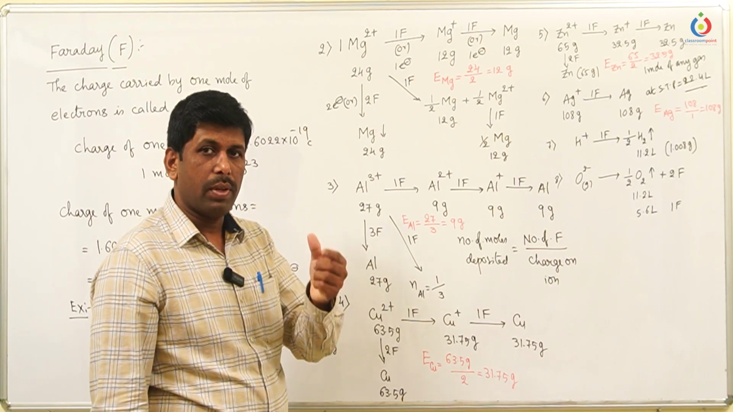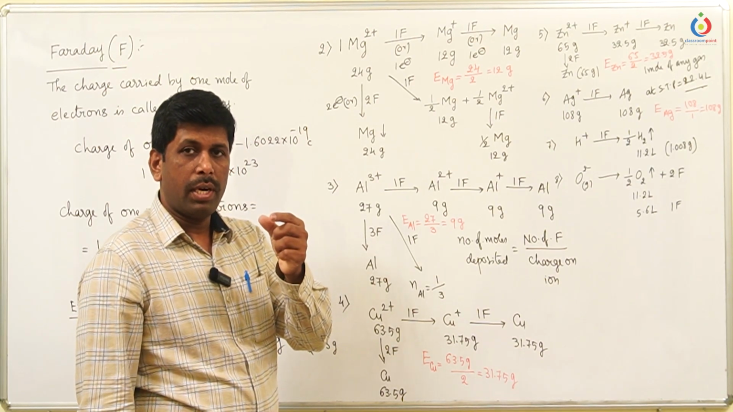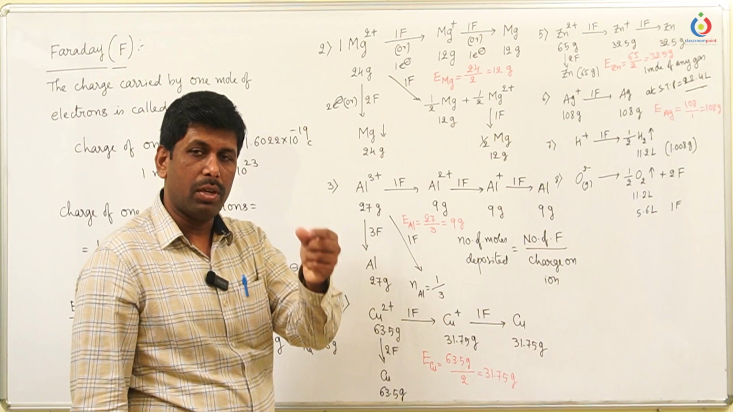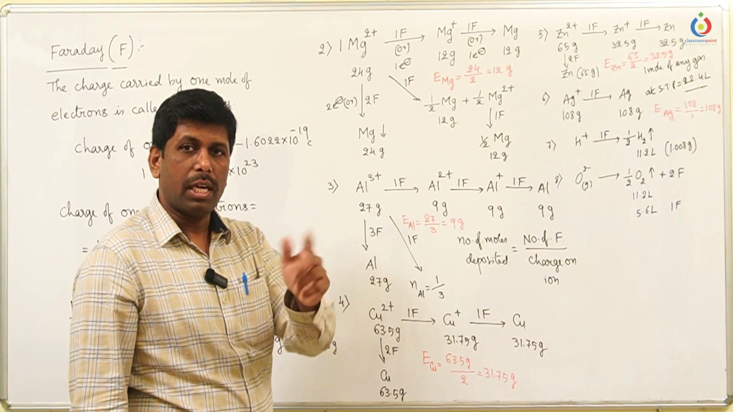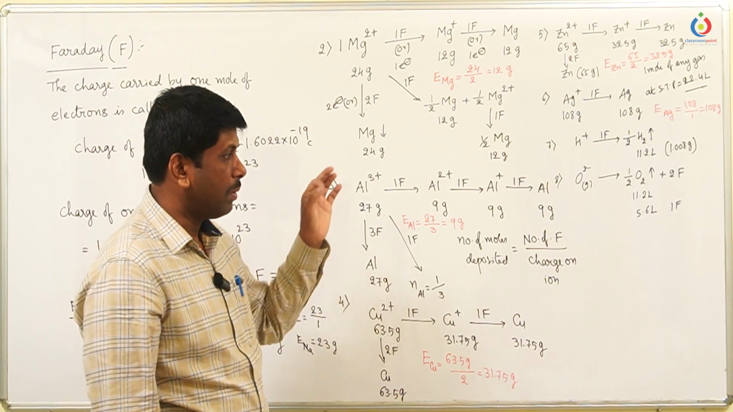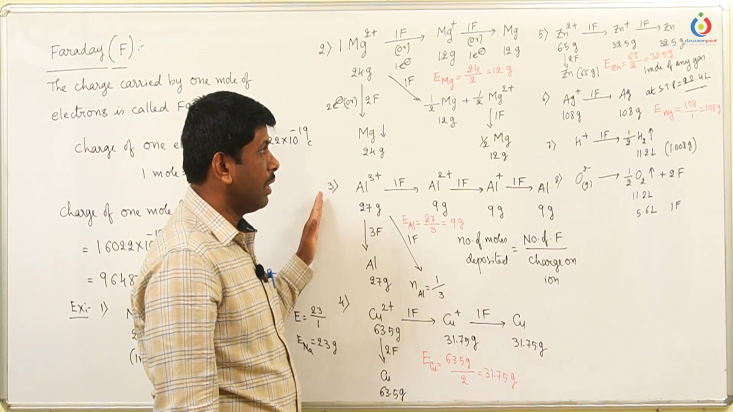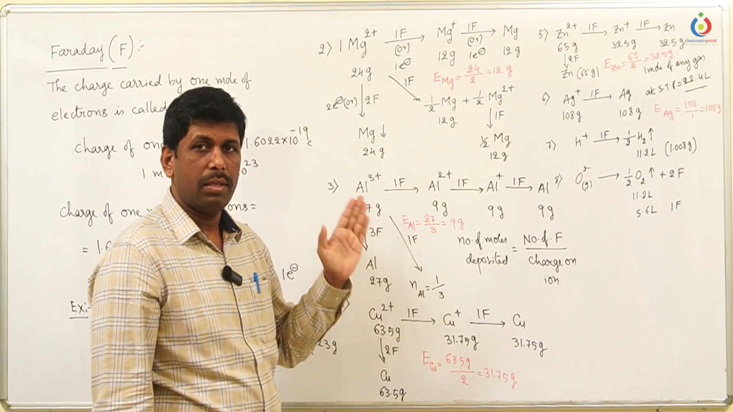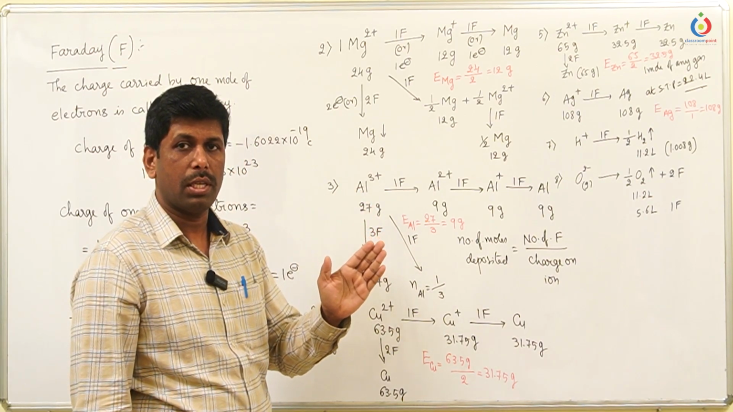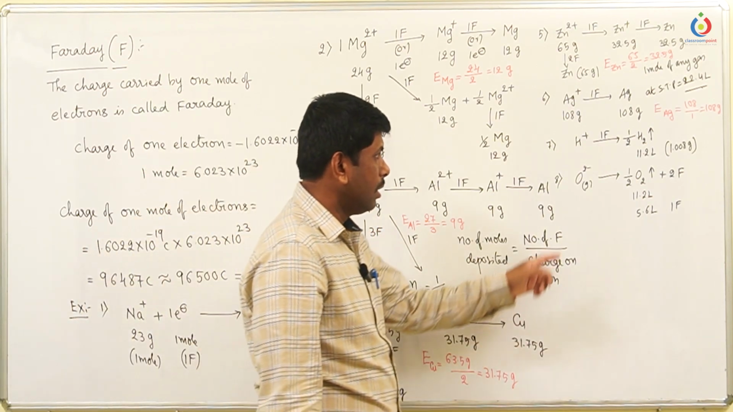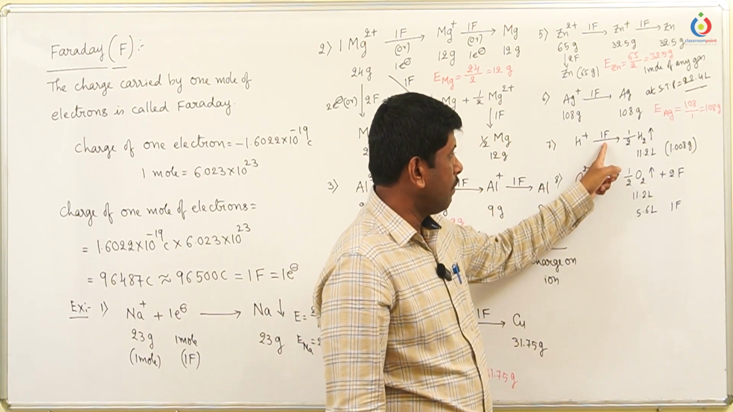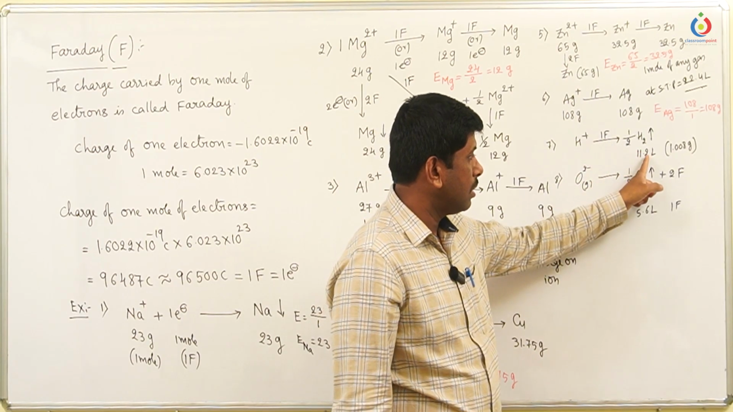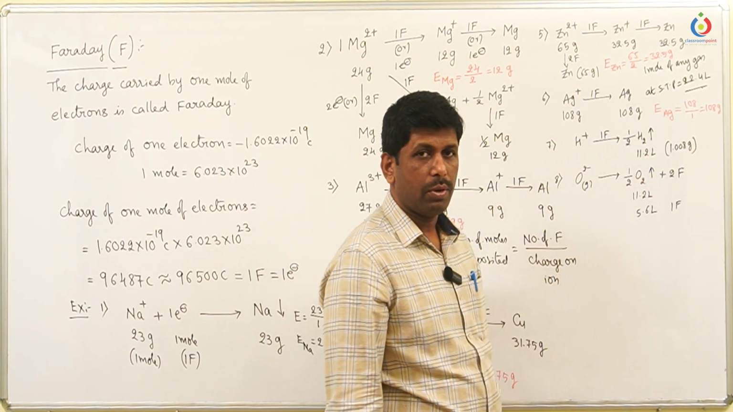So when you send 1 Faraday of electricity, that 1 Faraday deposits only that particular charge, meaning that particular charge's mass gets deposited. That mass is nothing but the equivalent mass. So it is very clear that 1 Faraday of electricity always deposits 1 gram equivalent mass of the substance. Then in the case of gases, 1 Faraday of electricity liberates 11.2 liters of hydrogen.